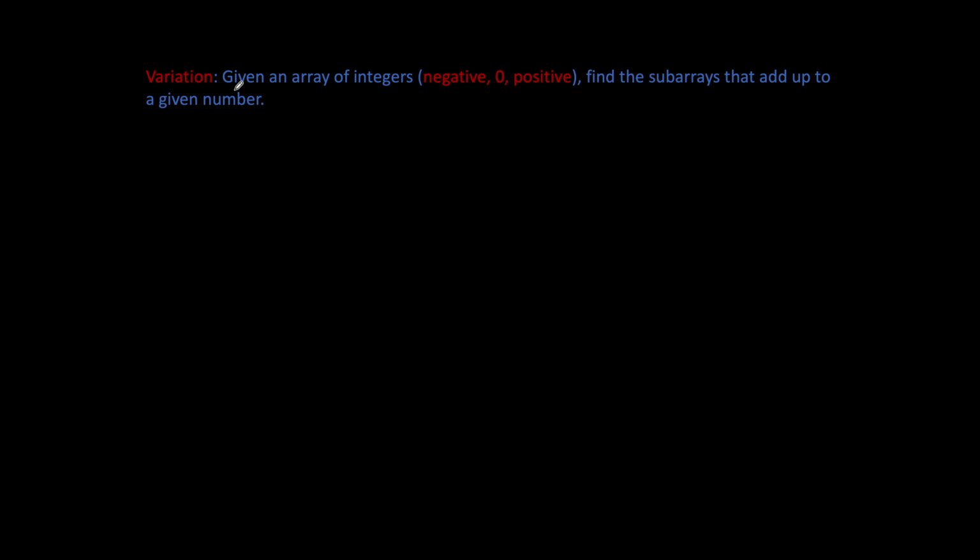So let's move on to the variant of the second question. This is again a medium difficulty one, and we're going to use a modified dynamically sized sliding window. So here's the question. Given an array of integers, which includes negative, 0, and positive, find the subarrays that add up to a given number. And here's our example input. It has some negatives and 0 in it, and the desired sum is 5.